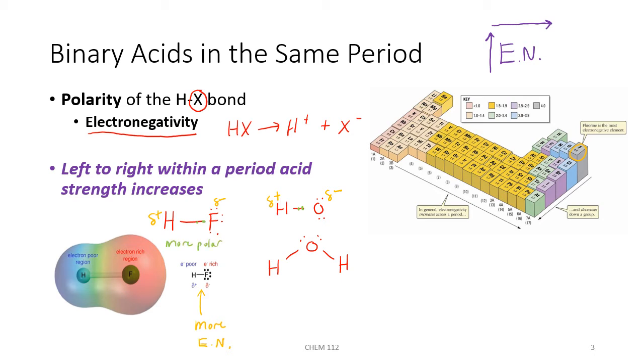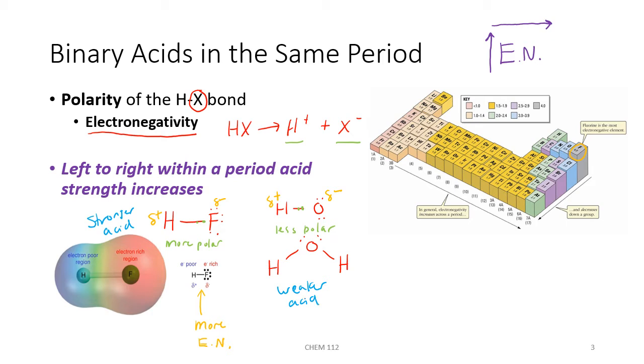And comparing our H-O bond, that would be less polar. So the more polar the bond, the easier it is to actually break up into H+ and its conjugate base. So that means that HF, hydrofluoric acid, would end up being a stronger acid than water would be. Water would end up being the weaker acid.